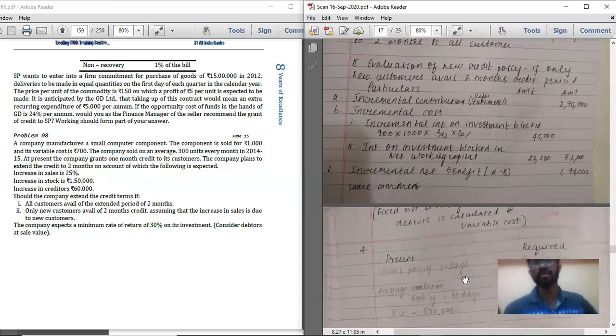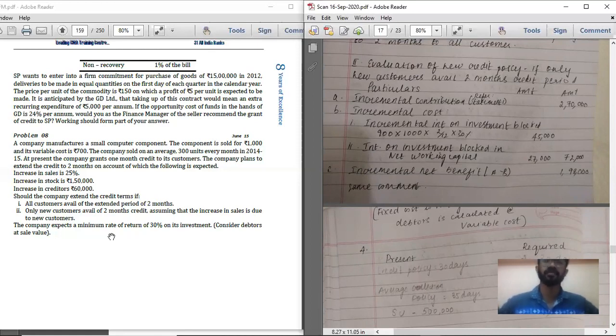Now record situation 2. Below that leave one line gap and record statement number 2, evaluation of new credit policy. Hyphen, if only new customers avail 2 months credit period. What is situation 2? Only new customers avail 2 months credit period, assuming that the increase in sales is due to new customers. So hyphen, if new customers avail 2 months credit period.